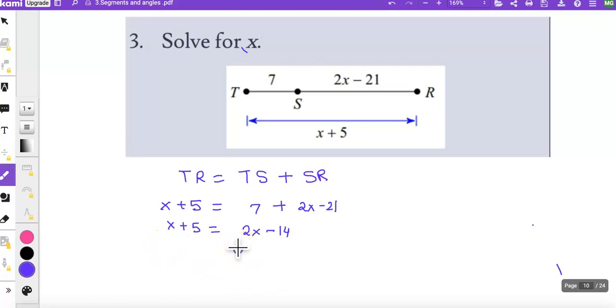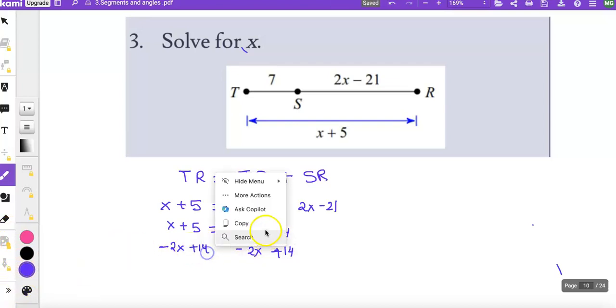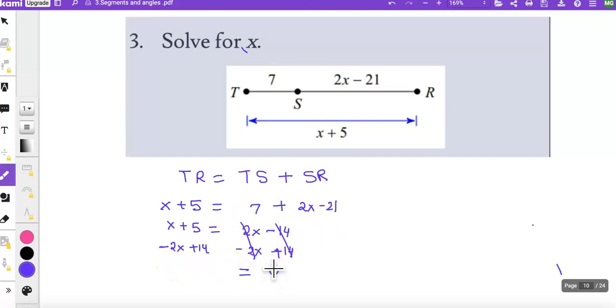After this, I will subtract 2x from both sides. Okay, here you go. Let's subtract 2x from both sides. And what I will do next is add 14. So this will be cancelled out. This will be cancelled out. And this is a 0. And on this side over here, we will be left with negative x, and this is your plus 19.